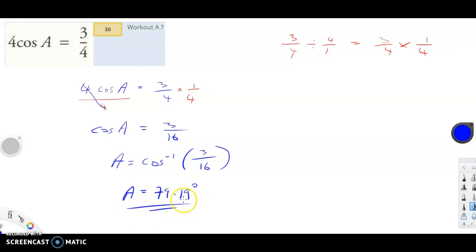Now we can check that by going 4 multiplied by cosine 79.19, close brackets, press equals, and I get 0.7502. So that looks good.